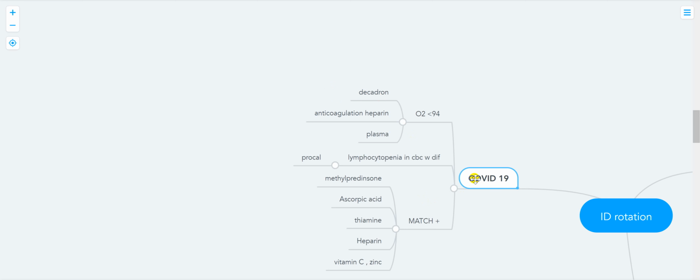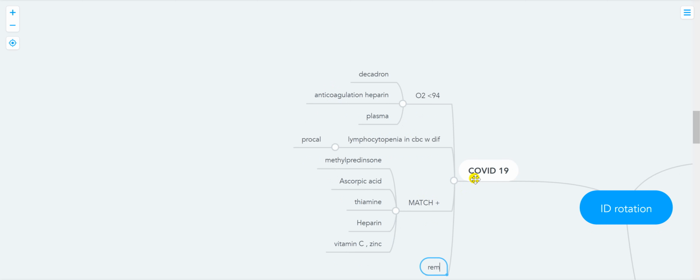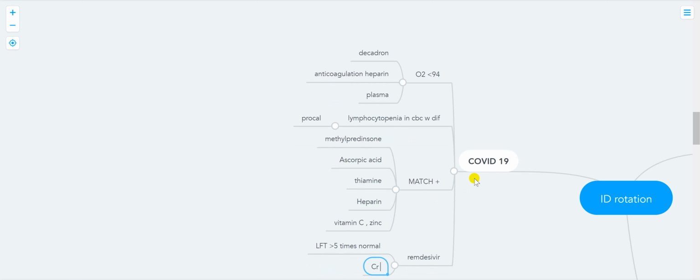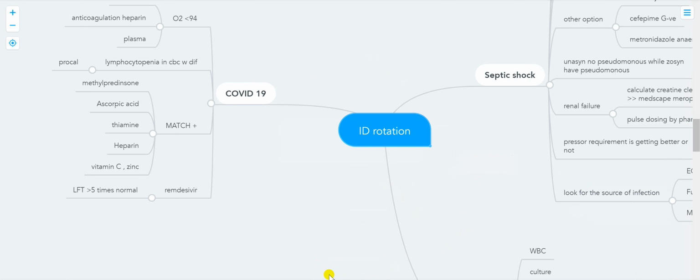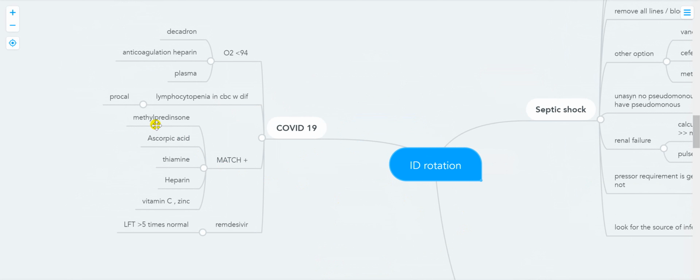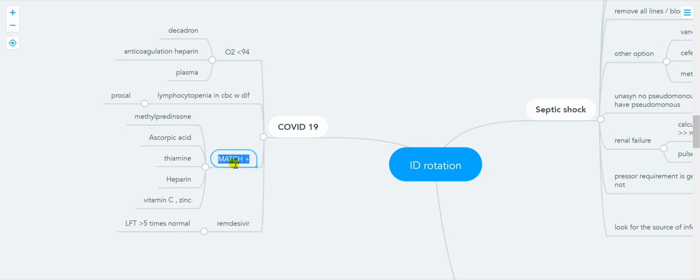The other thing, when do we give remdesivir? We give it when usually LFTs are less than 5 times normal and creatinine clearance is more than 30, when somebody is in shock and sepsis. Let me see. To review COVID-19 management, remember MATH: methylprednisolone or Decadron, ascorbic acid for A, T for thiamine, no C, that's just MATH, H for heparin, plus the vitamin C or zinc.